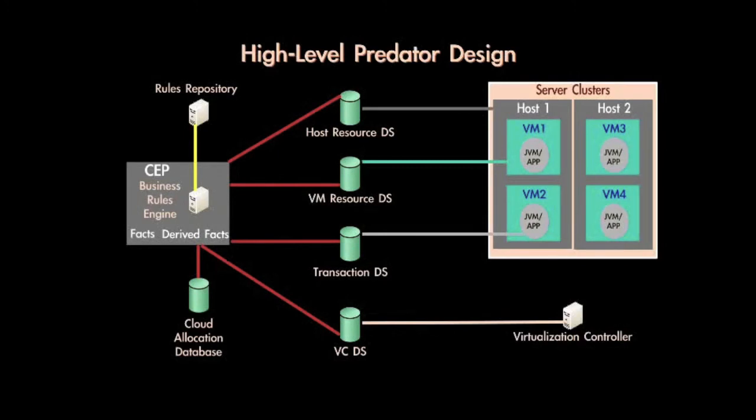CEP, complex event processing, was used to provide windows for control of time scope decisioning. The recommended changes would then be transformed to commands that would be executed by the appropriate technology. After the changes had been made, the cloud allocation database would be updated to reflect the current state of the cloud.